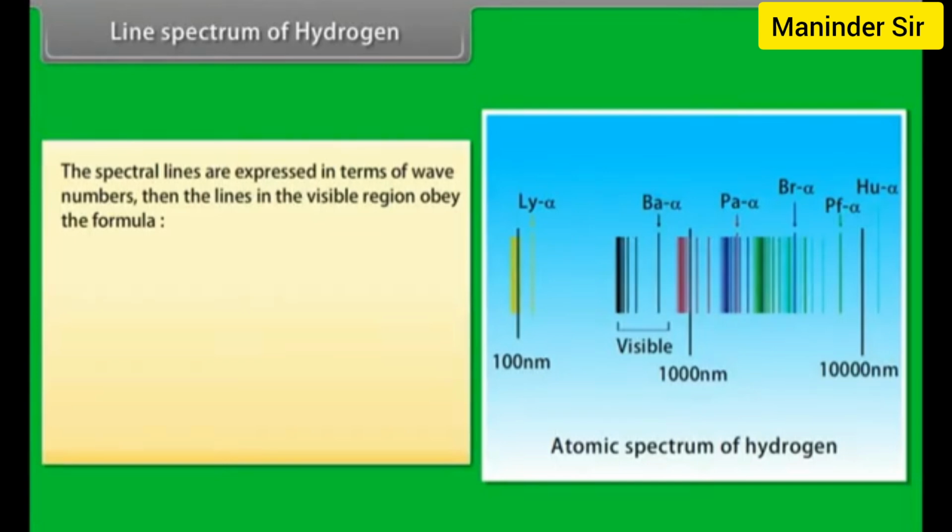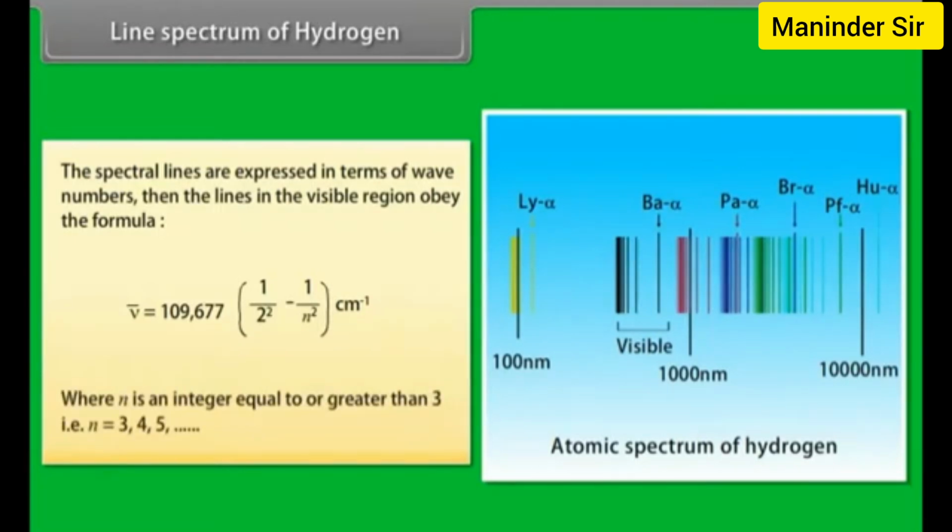Then the lines in the visible region obey the formula: wave number is equal to 109677 × (1/2² − 1/n²) per centimeter, where n is an integer equal to or greater than 3, that is, n is equal to 3, 4, 5 and so on.